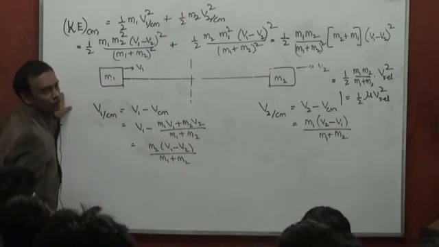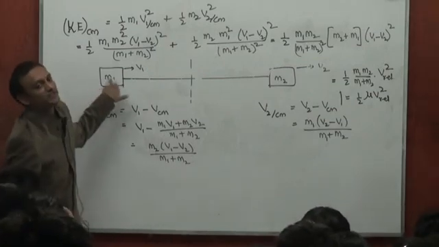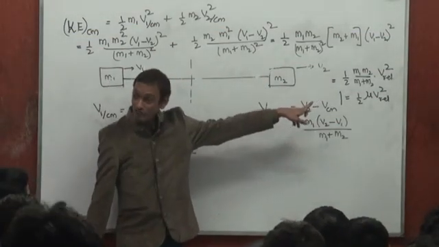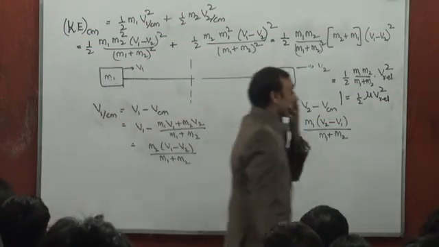It's an important thing to remember and know, right? Although in the ground frame, what would be the kinetic energy? Half m1 v1 squared plus half m2 v2 squared. In the center of mass frame, it's going to be half mu into v rel squared.